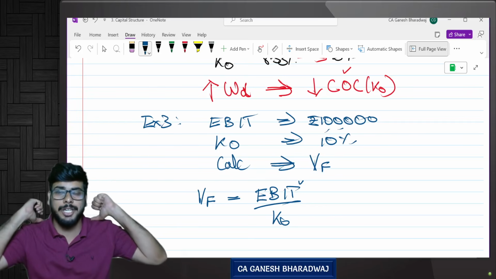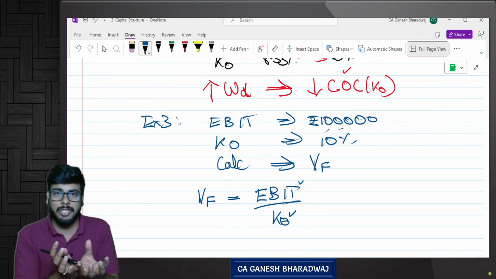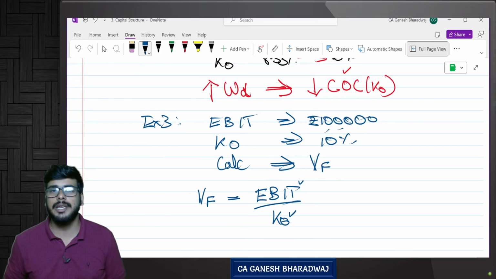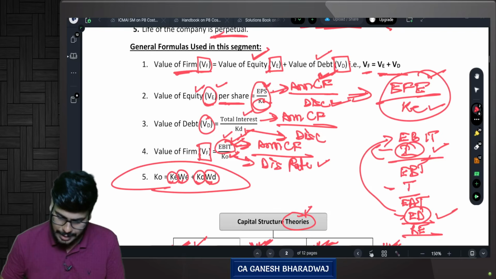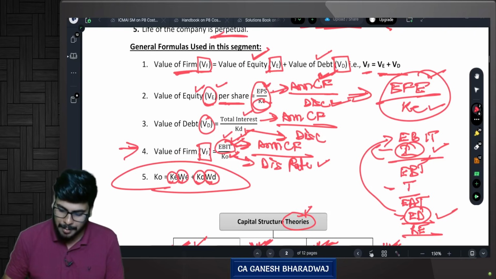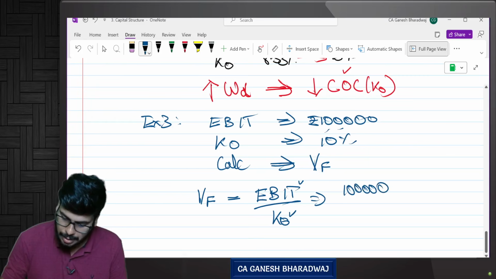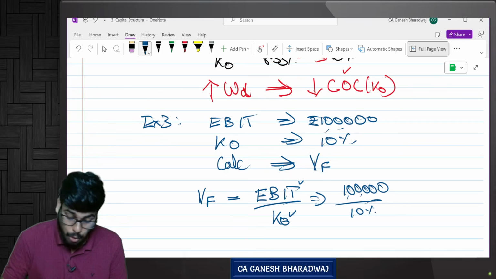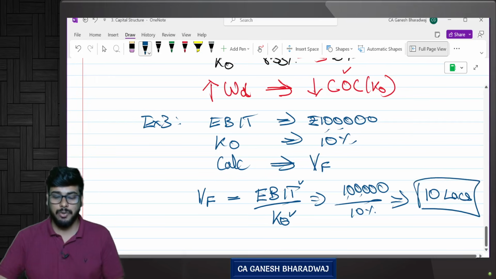Debt as well as the equity shareholders, correct? So the discount rate should be the average cost of capital, that is nothing but your KO. Yes or no? Annual cash flow divided by discount rate. Just now we saw the logic. So this is nothing but 1 lakh divided by 10%. So what is the value of the firm? The value of the firm will be rupees 10 lakhs. Are you clear with this?